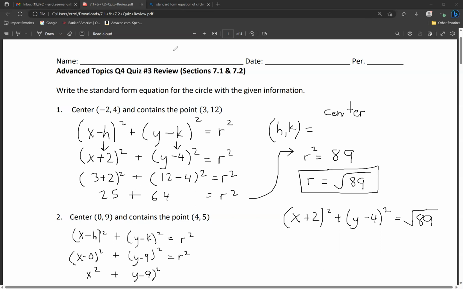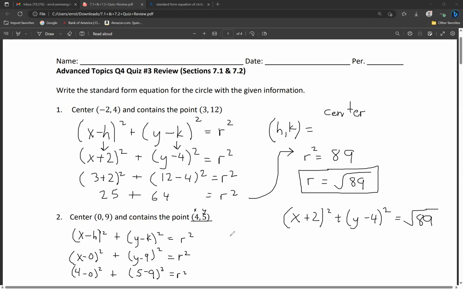Actually, no, let me plug in that point. So you're with me up until this line, right? Yes. Now look what point it goes through. It goes through (4, 5), right? So x is 4 and y is 5. So just plug it in. So what is this? 4 minus 0 squared plus, what's y? 5. 5 minus 9 squared. Make sense? Yes. Now just simplify and then keep going.